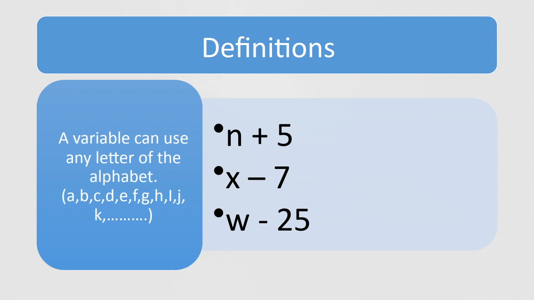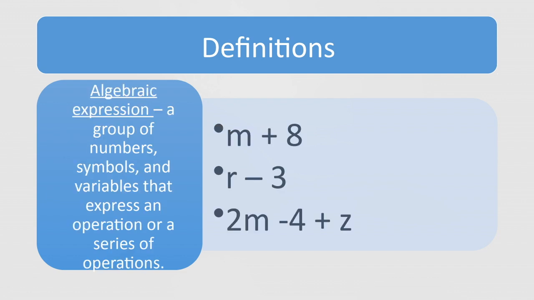Okay, so let's move to the next one. A variable can use any letter of the alphabet, as I just mentioned. It can also use symbols, so you might see delta, sigma, some Greek letters. But in this course, for the most part, we're just going to use letters of the alphabet. An example is n plus 5, so you have the variable n there, an x, a w. So just some introduction to variables. An algebraic expression is when you have a group of numbers, symbols, and variables that express operations or a series of operations. It has a mixture of letters, numbers, and symbols that express some sort of operation.